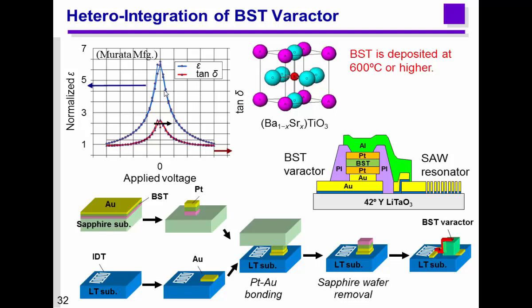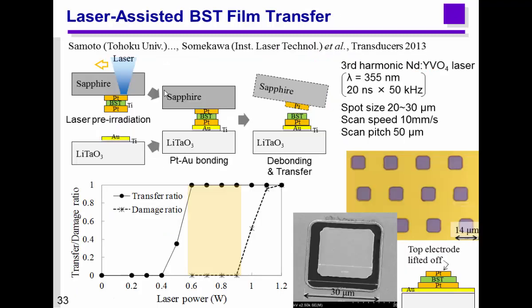And they were bonded using metal-metal bonding. And then this sapphire wafer was separated from the lithium tantalate wafer. At that time, this film was transferred from the sapphire wafer to the lithium tantalate wafer, and then finally we metallized to connect the IDT and the BST varactor. Of course, the key point is how to transfer the BST from the sapphire to the lithium tantalate wafer. Our solution is to use a laser-assisted peeling method.